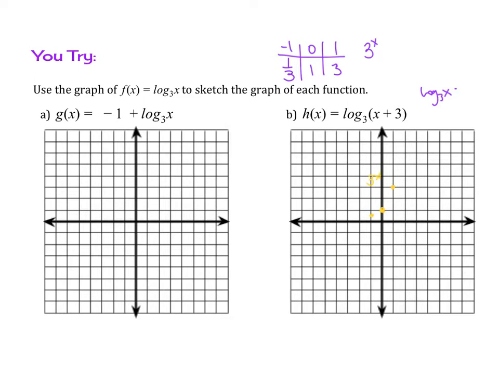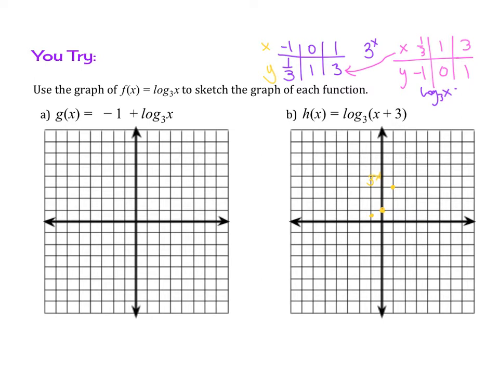Now, log is really just the inverse. Log base 3 of x is the inverse of 3 to the x. So if this is our x's and this is our y's, we can flip the values. So our x's are going to be these values: 1/3, 1, and 3. And then I'm going to take the y values from the top. At 1/3, y will be -1. At 1, it'll be 0. And at 3, my y's will be 1.